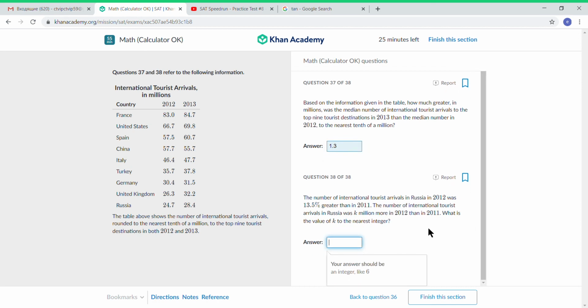And then, let's see, Russia was 13.5. Number of international tourists, K million more in 2012 than 2011. That's going to hurt a lot, my poor brain. I hate that. So basically, it's multiplied by 13.5 and got that right there. K million more. So what do we do? We divide by 13.5. Garbage. My brain's going to hurt doing that. How many million more? Well, let's just estimate. I'm so done right now.